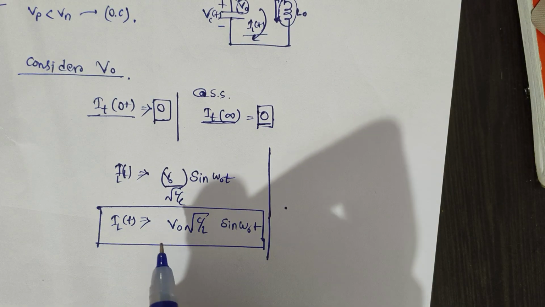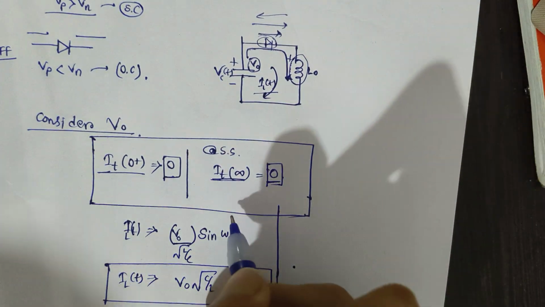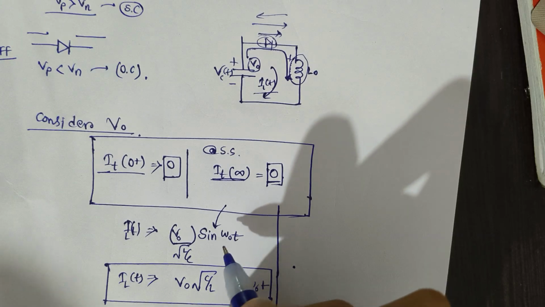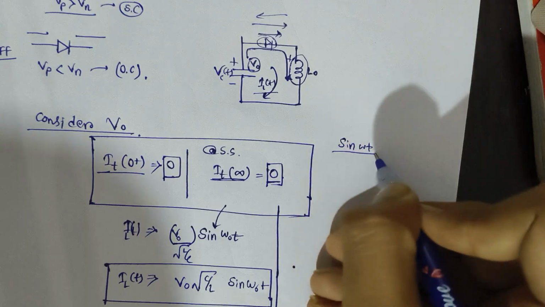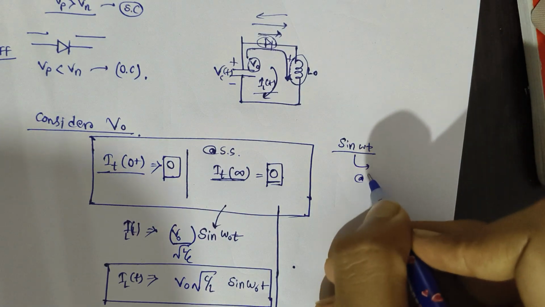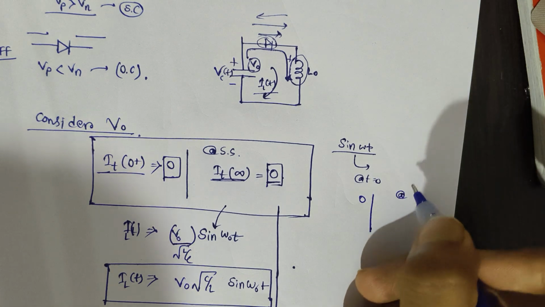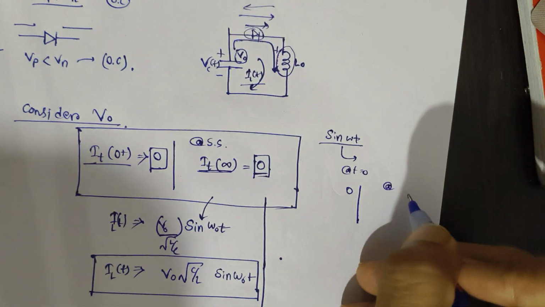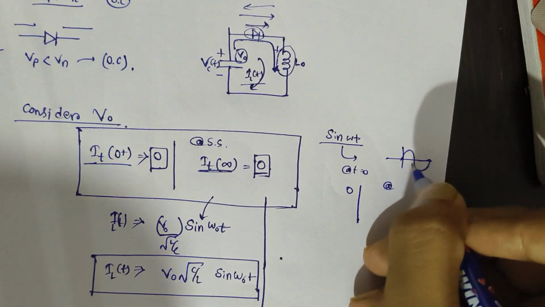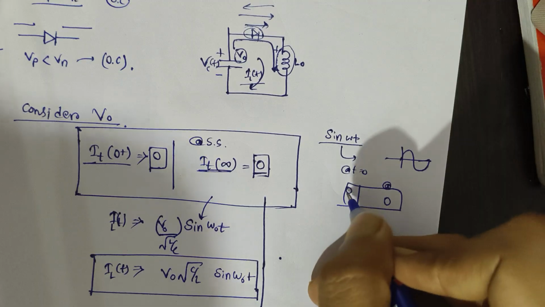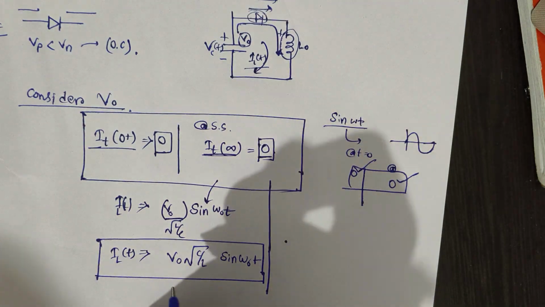If you people don't know how I have got the sine here, if we look closely at the sine function, at t equal to 0, what will be the value of sine? It will be 0, right? And at steady state, at infinity, what will be the value of sine? At infinity means the average value of the sine. What will be the average value of sine? Average value will be 0. So initially it is 0 and at steady state it's also 0. So that's how we got it.